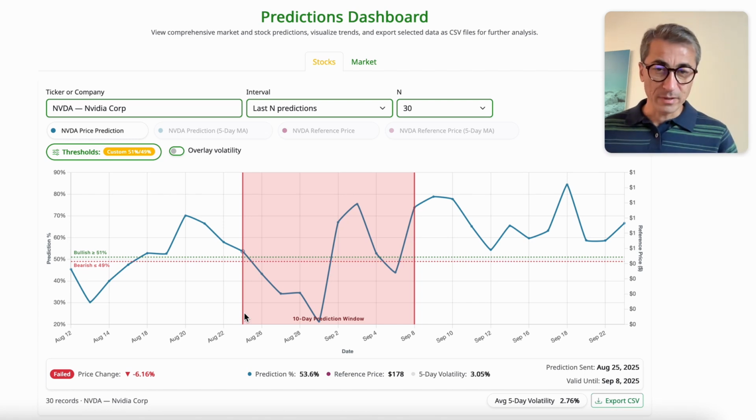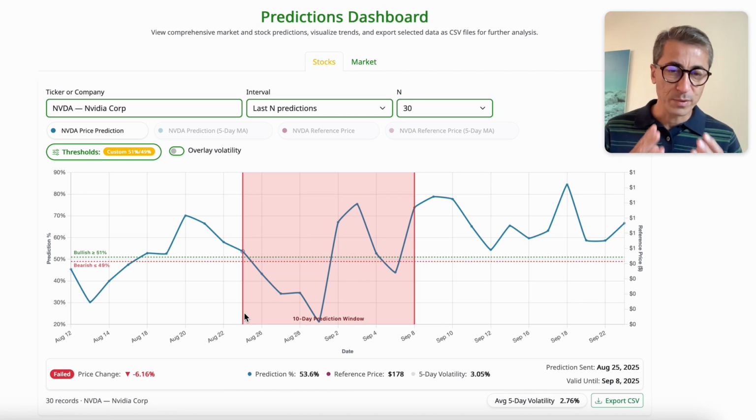But what happened at the end of these 10 market days? Even though the prediction was a bullish one, despite being a weak bullish one, the price of the stock didn't really go up. It actually went down, and you can see it on the left bottom of the chart. The price change was minus 6.16% with regards to the reference price that we published.